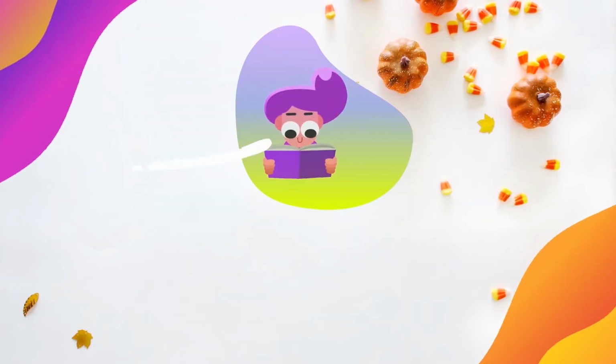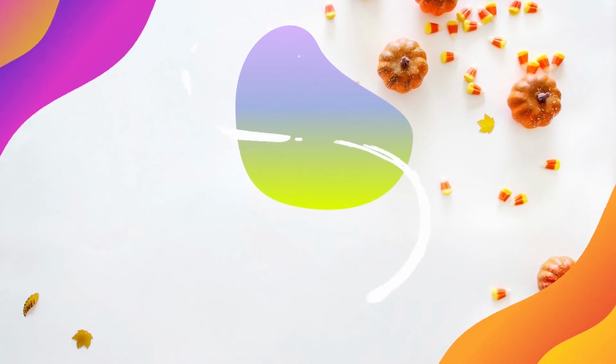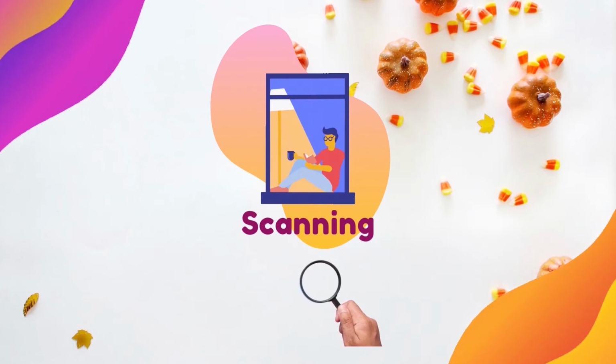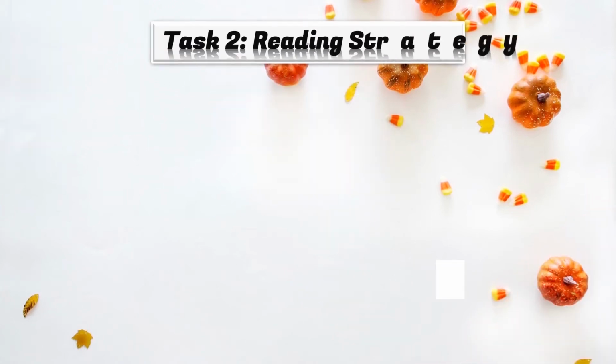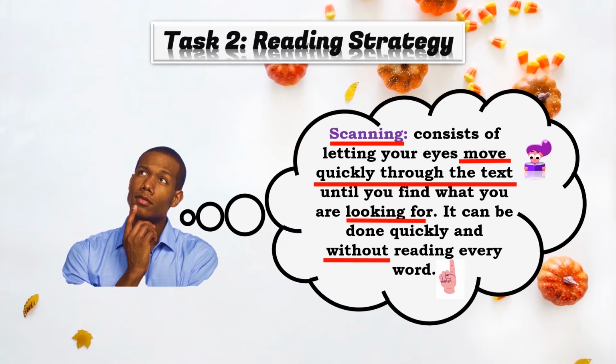Here I'd like to remind you of the reading strategy that you must bear in mind while doing this task. Which one do you think we need to follow? Skimming or scanning? In this case, we are going to look for specific answers, so we choose scanning to accomplish the task. Again, this strategy is about letting your eyes move quickly through the text until you find what you're looking for, and it can be done quickly and without reading every word. Let's try to answer the questions one at a time, and I suggest taking 6 minutes to finish the task.